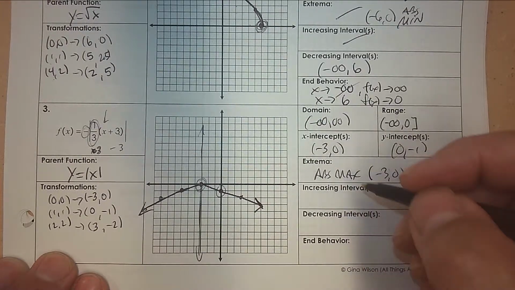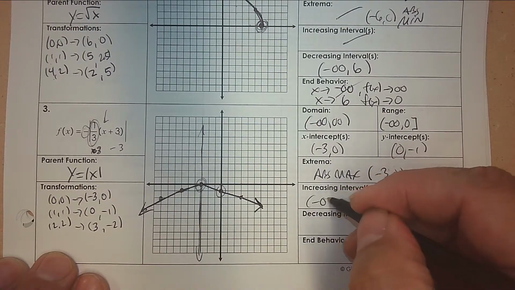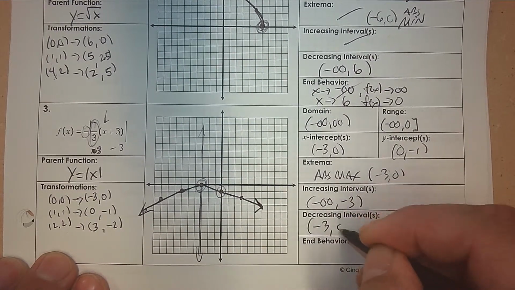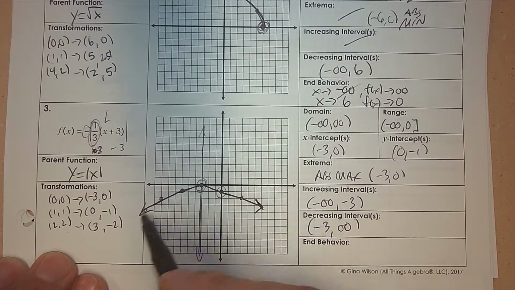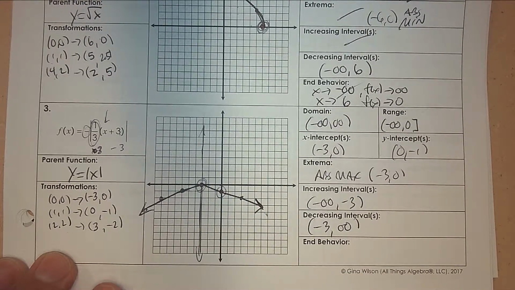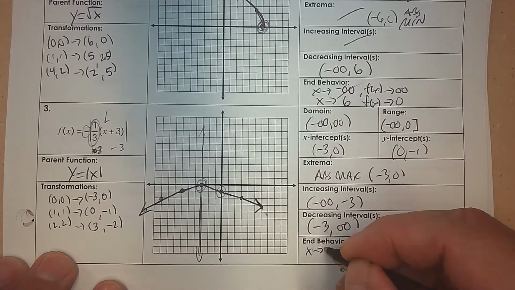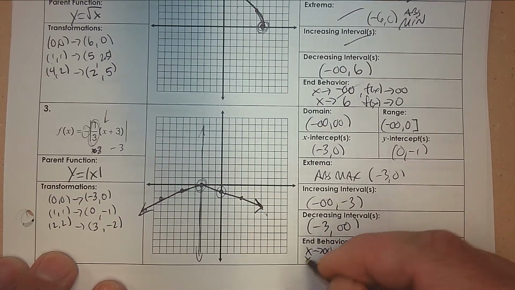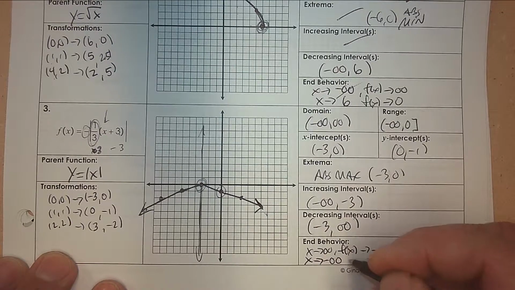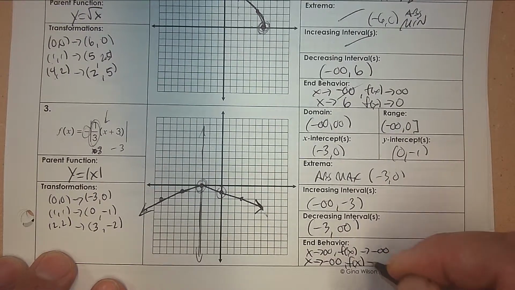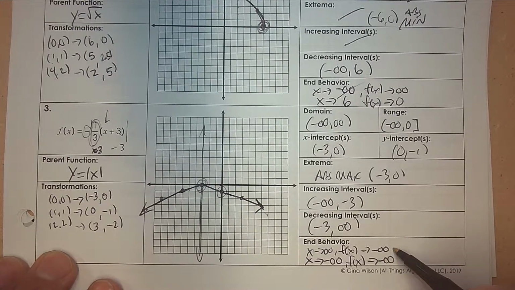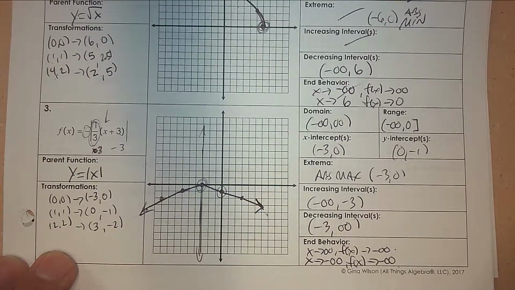Where is it increasing, left to right? So from negative infinity to negative 3, it's increasing. From negative 3 to infinity, it's decreasing. So it increases and then decreases. End behavior, as x approaches infinity, the function approaches negative infinity. As x approaches negative infinity, which is the left end behavior, the function approaches negative infinity. So that's a fancy way of saying the right end and the left end are going down. All right, turn the page.